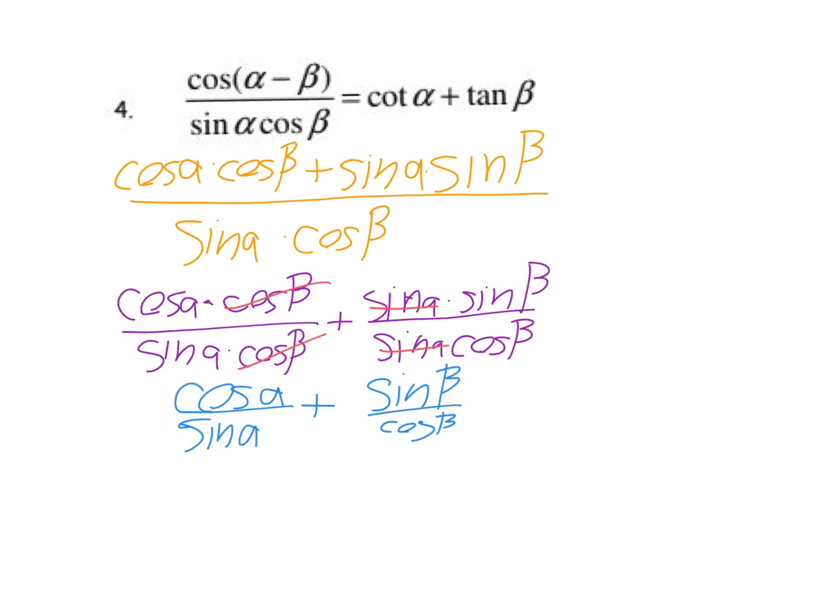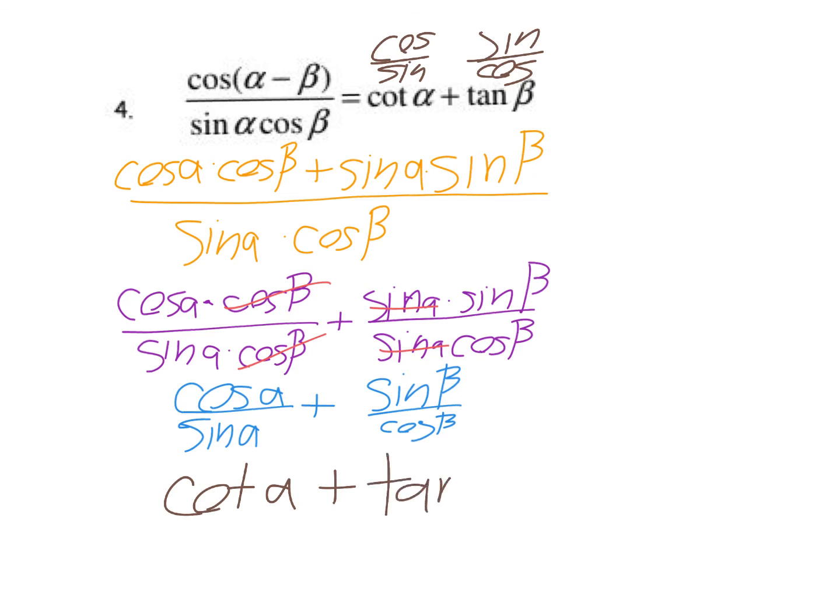Well, if we recall from our quotient properties, cotangent is the same as cosine over sine, and tangent is sine over cosine. So the cosine of alpha divided by the sine of alpha is the same as the cotangent of alpha. The plus comes down. The sine of beta divided by the cosine of beta, well, that's the same as the tangent of beta. Look at that. Same thing.